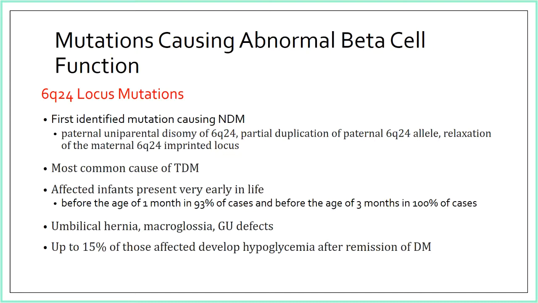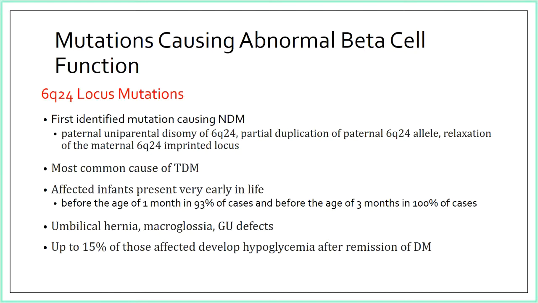And then before the age of 1 month in 93% of cases, and before the age of 3 months in 100% of cases. They have additional features, including an umbilical hernia, macroglossia, and genitourinary defects, and up to 15% of those affected, once they go into remission, will develop hypoglycemia, the etiology of which is unclear.